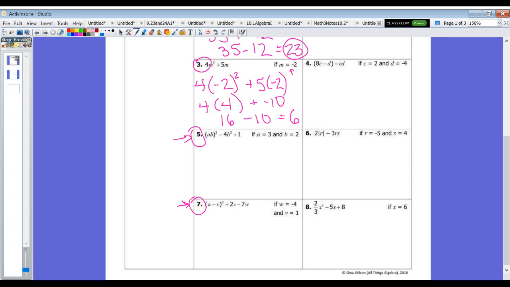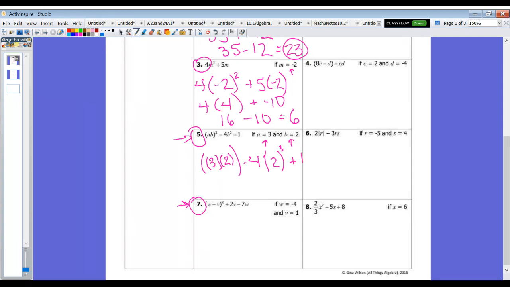Okay, so you should be back, and let's go through, and everywhere that I see an A, I'm going to put a 3. Everywhere that I see a B, I'm going to put a 2. So inside these parentheses, it's saying I have A, B, which means that I'm multiplying them. So I'm going to say I've got 3 times 2 minus 4. Oops. I meant to put my 2 there. Times 2 cubed plus 1.